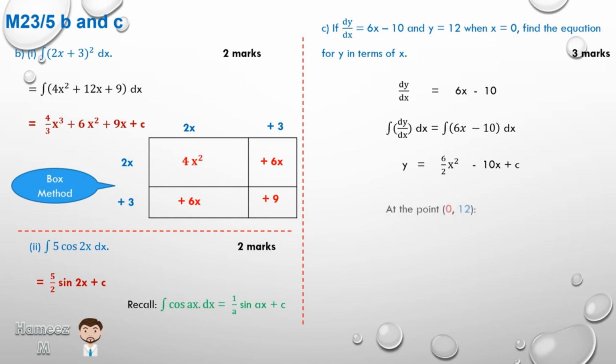And we know that the point passes through x is equal to 0, y is equal to 12. So if we substitute, 12 is equal to 6/2 which is 3, so 3 times 0² minus 10 times 0 plus c. Therefore, 12 is equal to c. So we can now say y is equal to 3x² minus 10x plus 12.